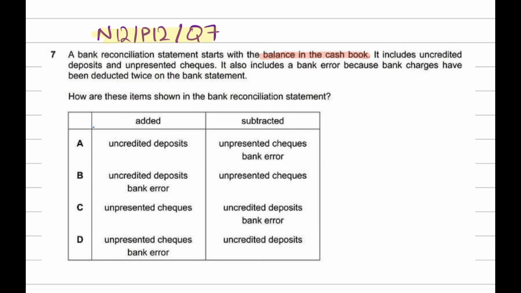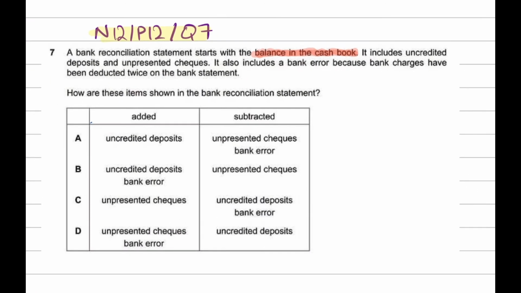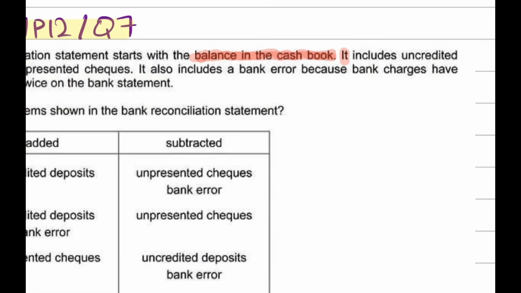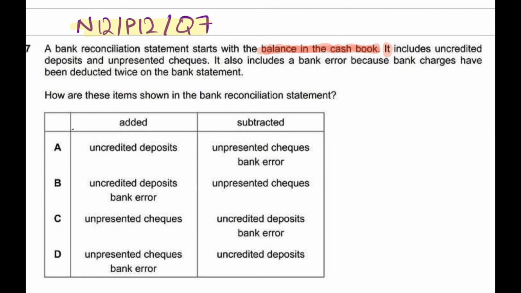So now the first thing that I would do if I was in your place, I never used to do this in my papers, but I would underline that a bank reconciliation statement starts with the balance in the cash book, since you see I've already underlined it, because this is very important. Okay, so now the bank, it includes, you need to realize that this means that the bank reconciliation statement includes uncredited deposits and unpresented checks.